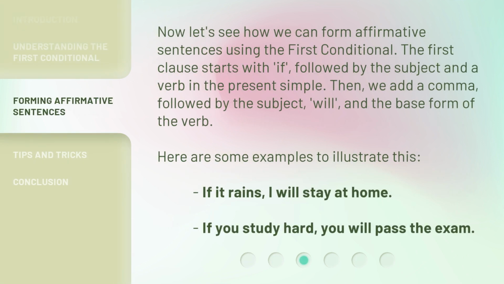Now let's see how we can form affirmative sentences using the first conditional. The first clause starts with if, followed by the subject and a verb in the present simple. Then, we add a comma, followed by the subject, will, and the base form of the verb. Here are some examples to illustrate this.